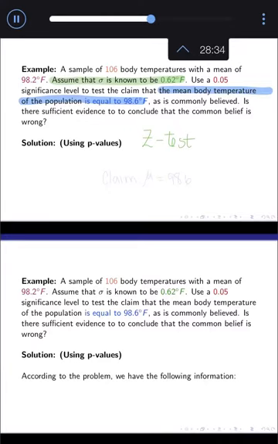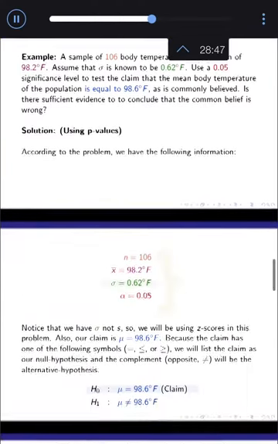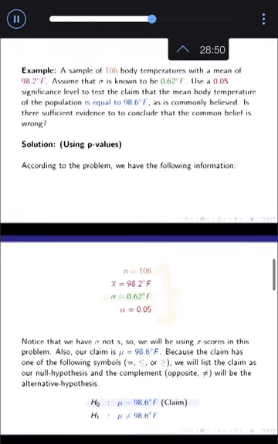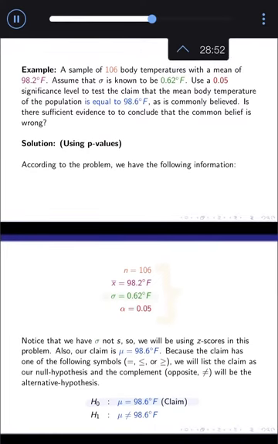So if I were to write that out, that means we're looking at a claim that our mu is equal to 98.6. Because of the equal to in this, my claim is actually going to be my null hypothesis here. That means my alternative hypothesis will be the complement, which means it'll be mu is not equal to 98.6.